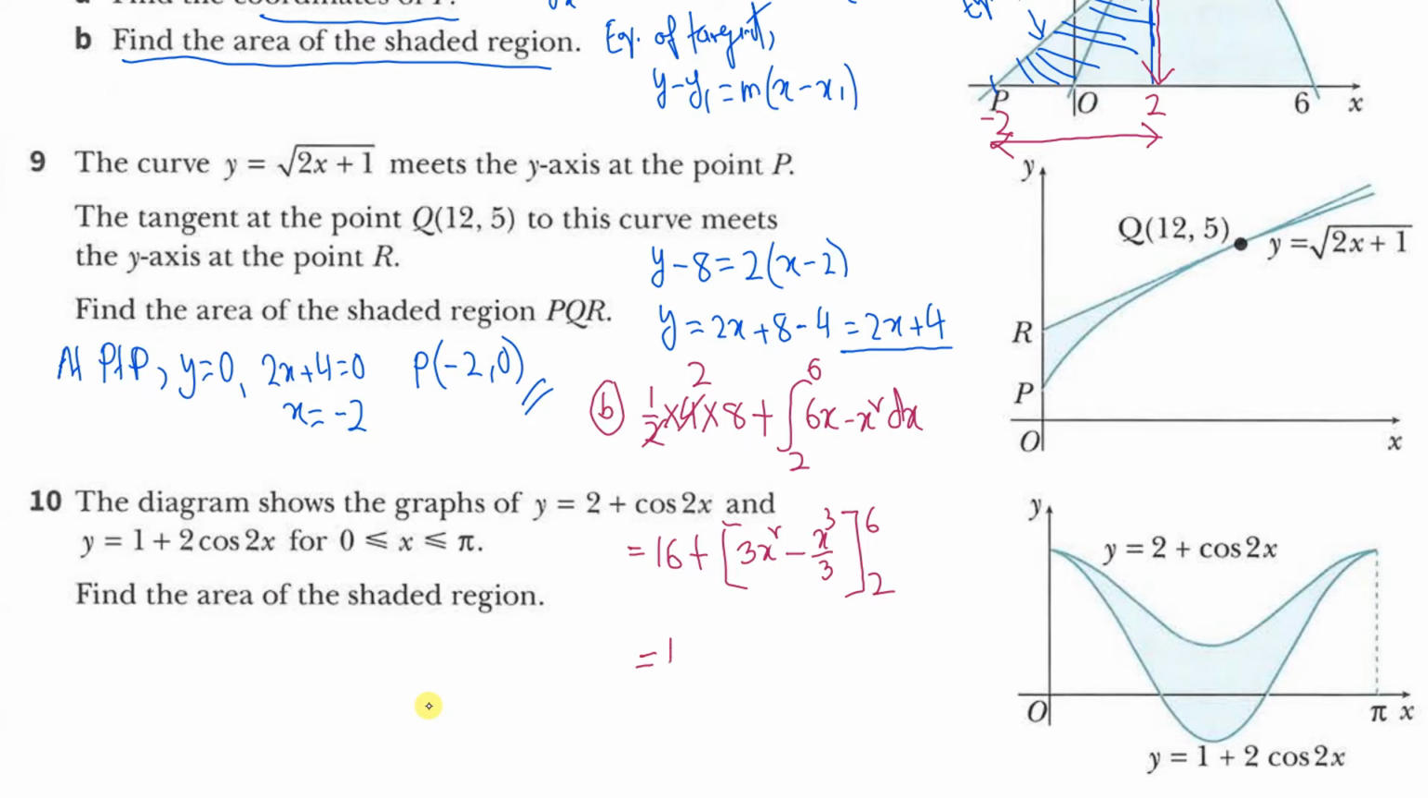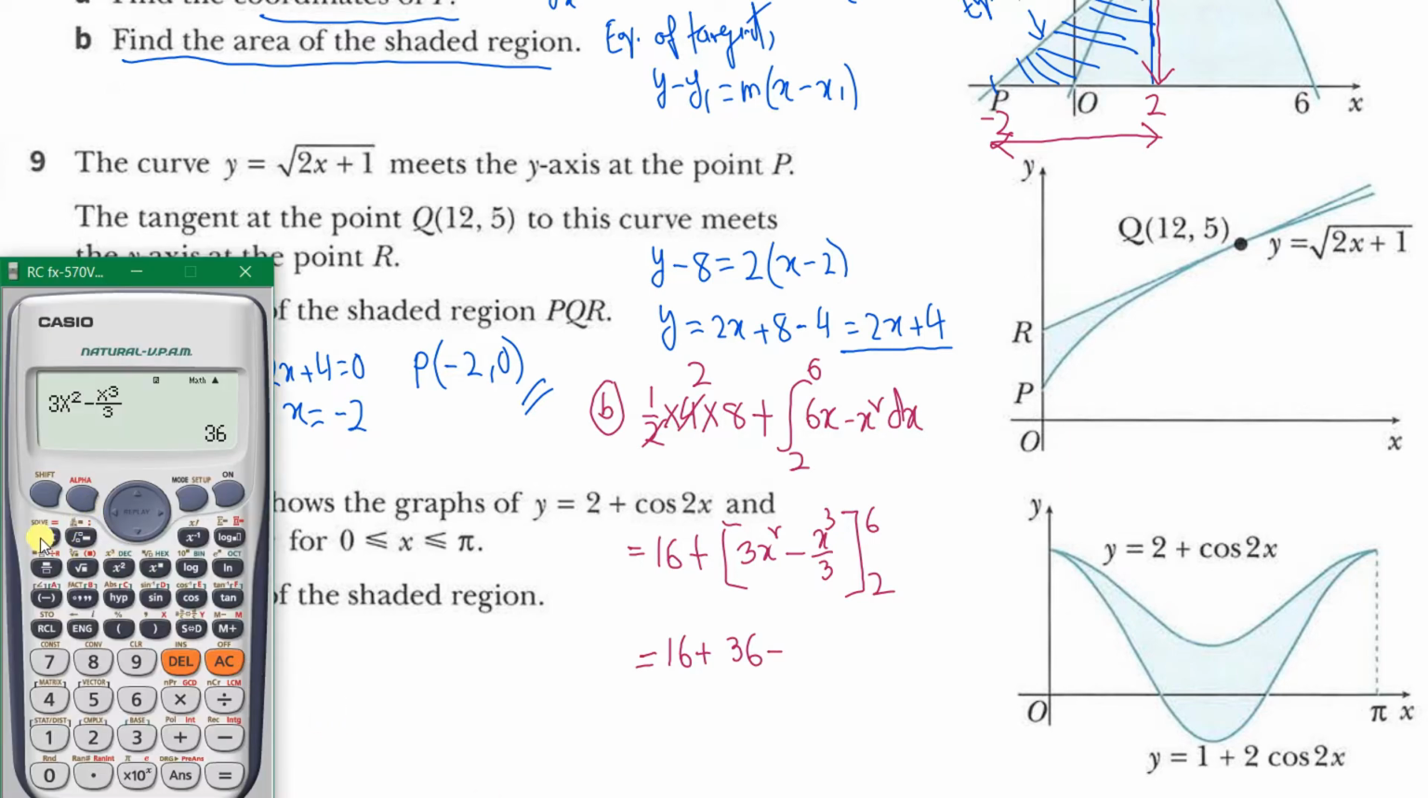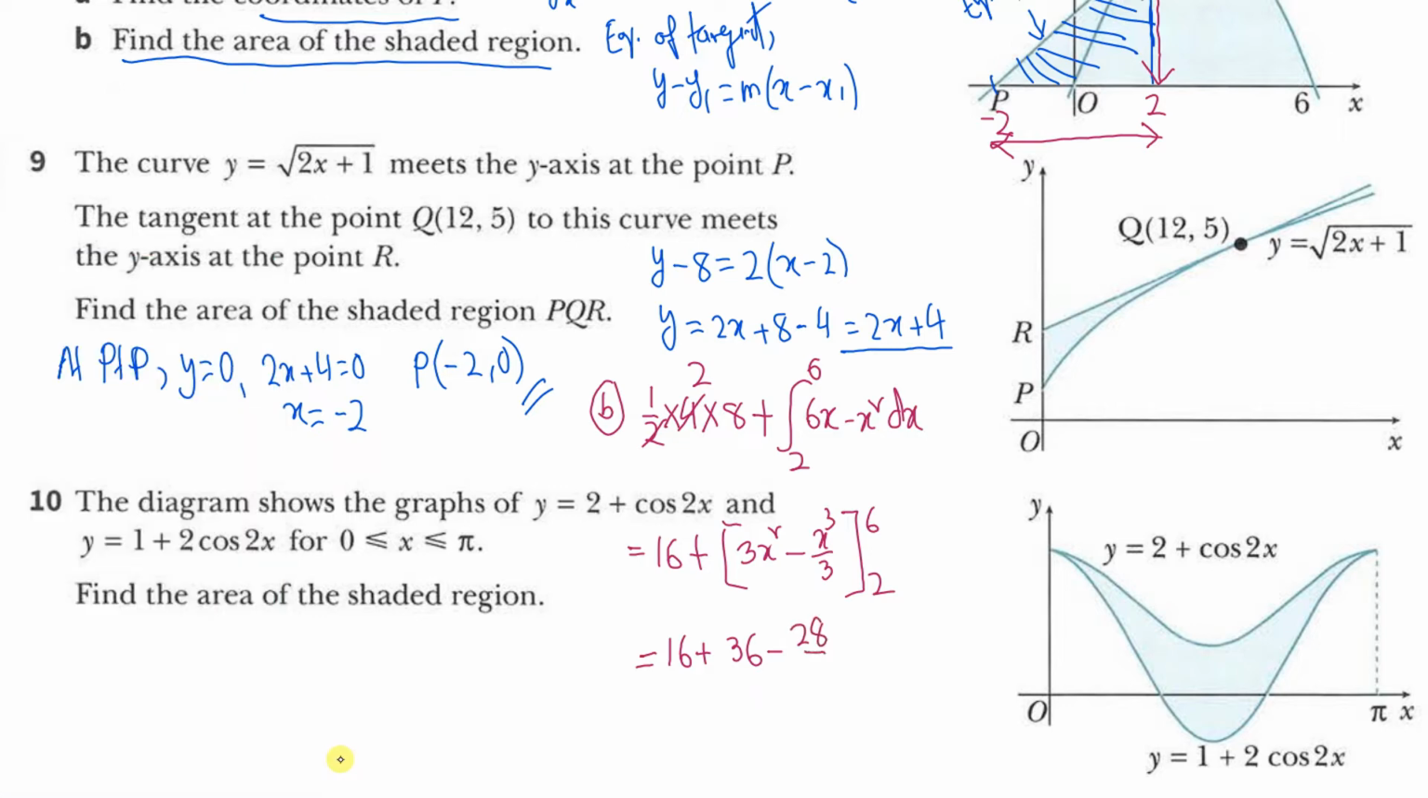So let me write 16 plus the first value we got, 36, then minus our second value. Again you can use this expression, just press calculate again. It asks for the input value of x. Let us now consider the second limit, the lower limit. If I put 2 here, it gives us 28 by 3, the value for x equals 2.